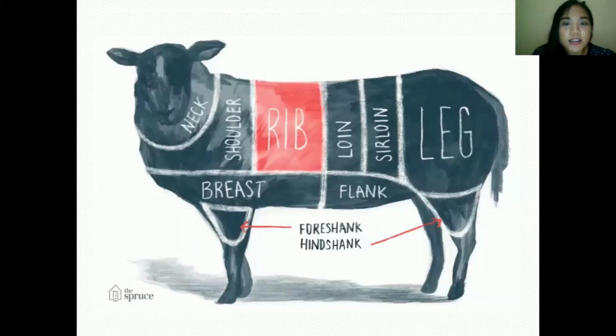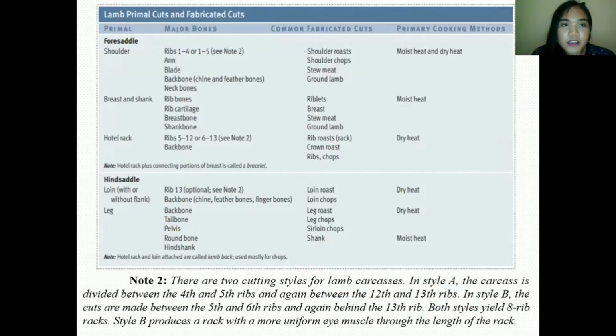Next part of the cuts of the meats is lamb. So the lamb primal cuts and its fabricated cuts. There are two cutting styles for lamb carcasses. In style A, the carcass is divided between the fourth and fifth ribs, and again between the 12th and 13th ribs. In style B, the cuts are made between the fifth and sixth ribs, and again behind the 13th rib. Both styles yield 8 rib racks. Style B produces a rack with more uniform eye muscle through the length of the rack.